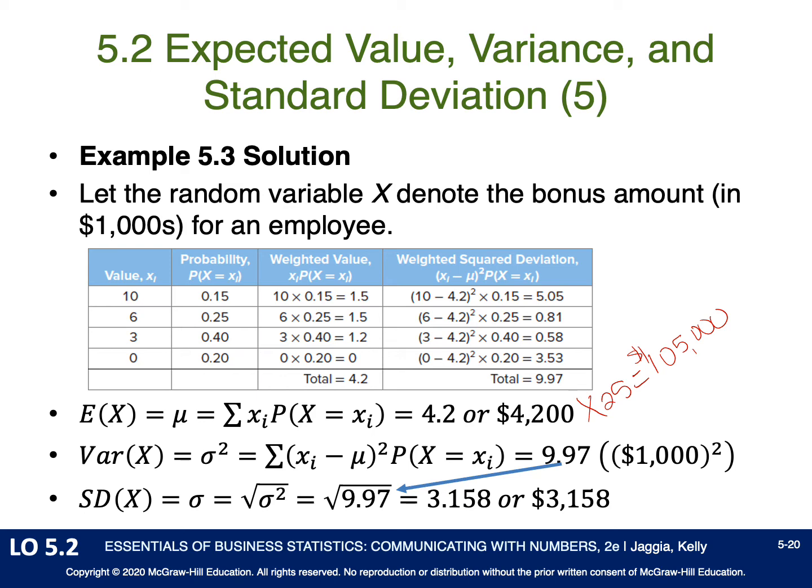Some are going to get 10, some are going to get 6, some are going to get 3, some are going to get 0. But over all 25 employees, it would average out to about $4,200, give or take. Again, our standard deviation there is $3,158.